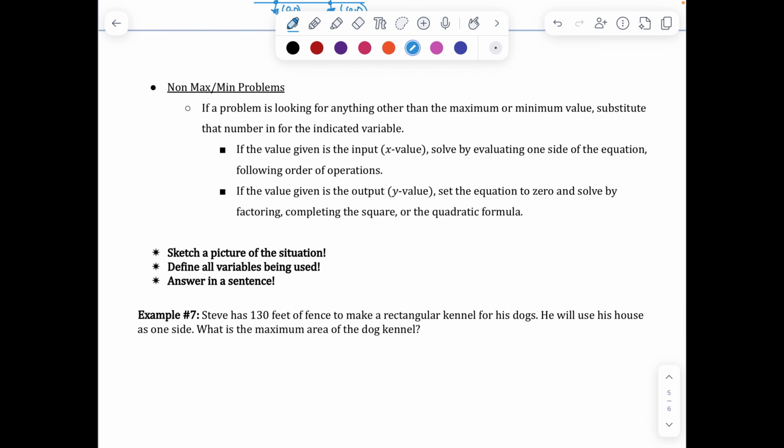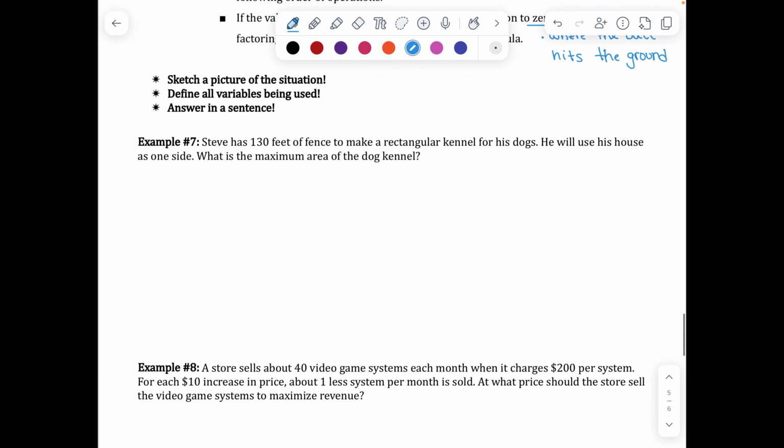One of the most common things you'll see when setting equal to 0 is where the ball hits the ground. So when you're asked at what amount of time does the ball hit the ground, that is where your height is 0. So that's one of the most common ones that we see. So some key reminders: sketch a picture of the situation, define all the variables being used, and answer in a complete sentence. So let's go ahead and look at this first example.